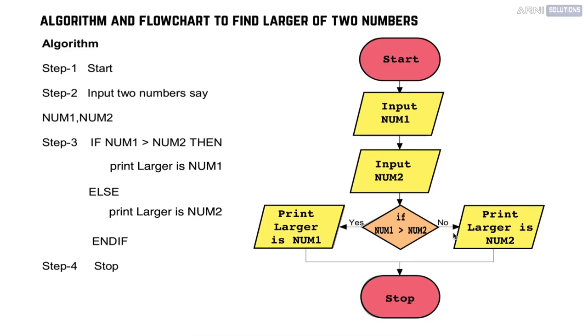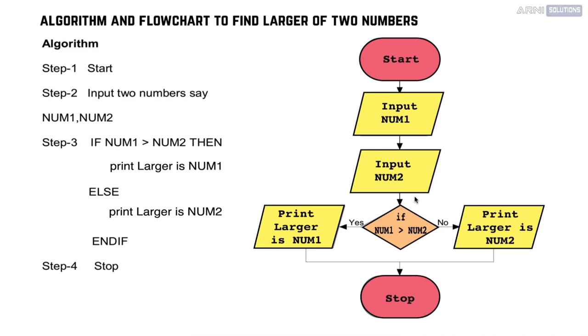This is the algorithm and flowchart to find the larger of two numbers. To find the larger of two numbers, first we will need to input the two numbers, and then we will compare the numbers, and based on the result we will print which one is larger. So let's look at the flowchart. Here we start and input number 1, then we input number 2. Please note that here we are assuming that num1 is not equal to num2.